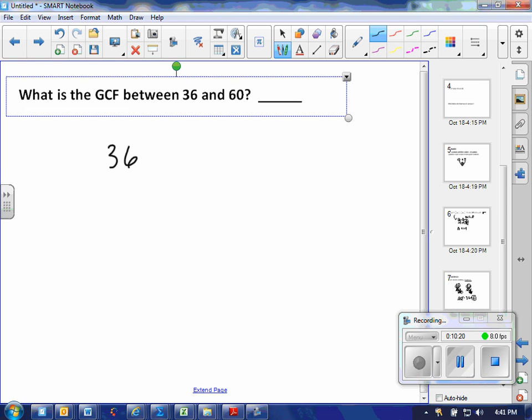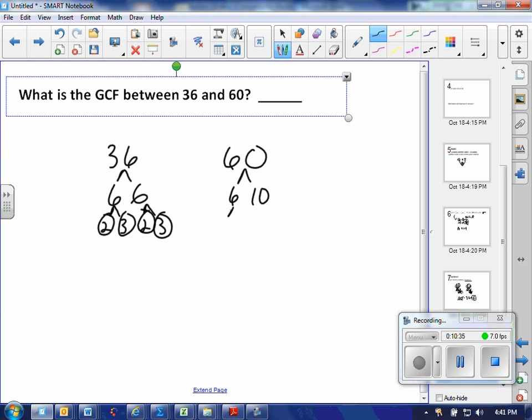Let's try another one, 36 and 60. Again, use a factor tree to break it down. 6 and 6, 2 and 3. I'm going to speed up just a little bit. 2 and 3. Okay, I broke it down into its prime factors. That's what we want. 6 and 10, 2 and 3, it's prime. 2 and 5. Now again, write down GCF.